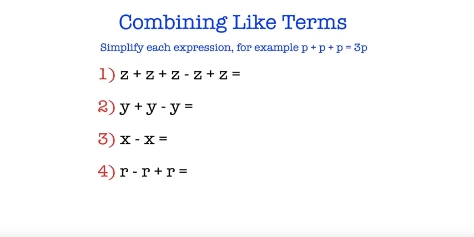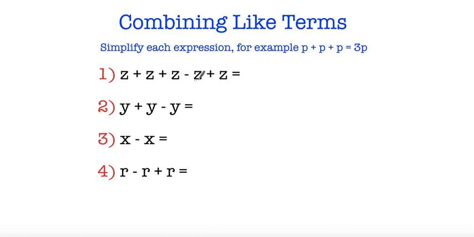Hello, mathematicians. Today we're going to be combining like terms. So here I have four expressions and we're going to simplify them. So for example, if we had p plus p plus p, that would equal 3p. So in order to simplify these and combine like terms, the variables have to be the same.